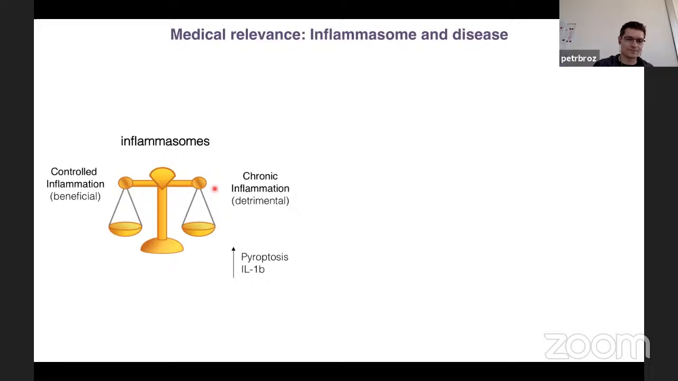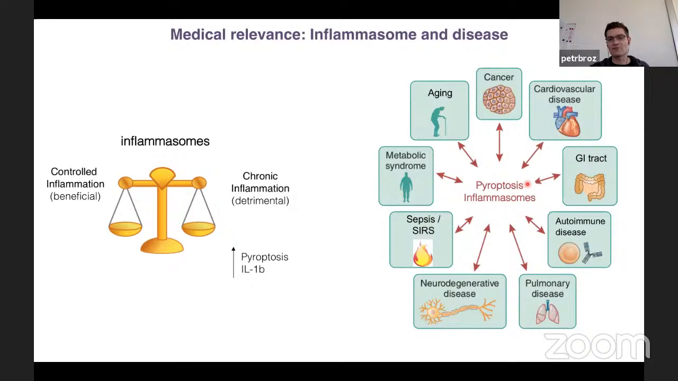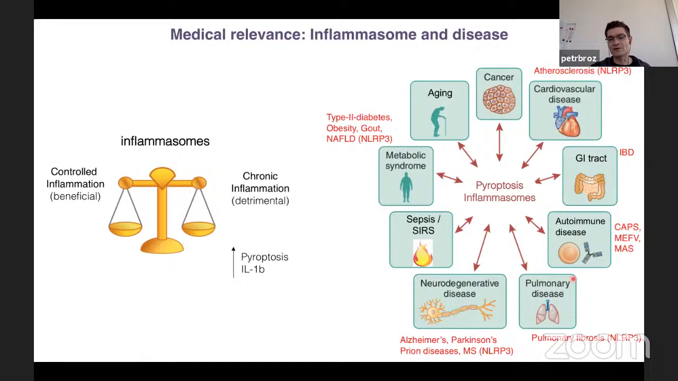However, there's, of course, a dark side to this as well. Inflammasomes are a really good known driver of chronic inflammation, which is detrimental. So in this case, you have too much pyroptosis, too much cytokine production going on. And so over the last decade, pyroptosis and inflammasomes have been linked to many human diseases, ranging from neurodegenerative diseases, sepsis, cardiovascular diseases, autoimmune diseases. And what you have in those cases are either mutations in those inflammasome sensors, so gain of function mutations, like in CAPS, Mediterranean fever, or macrophage activating syndrome.